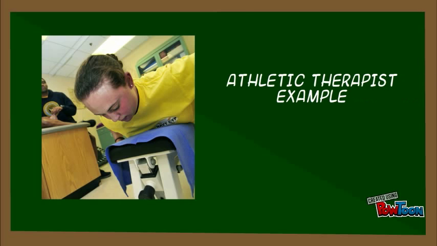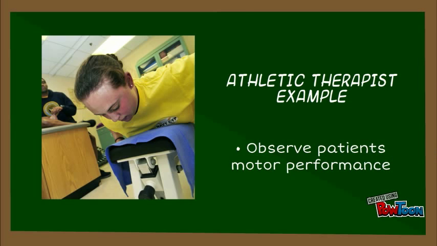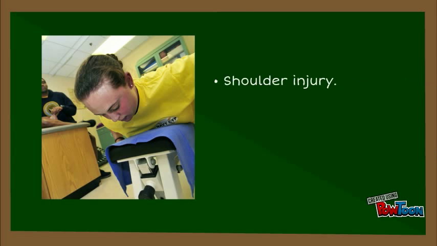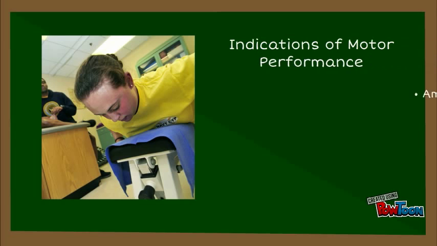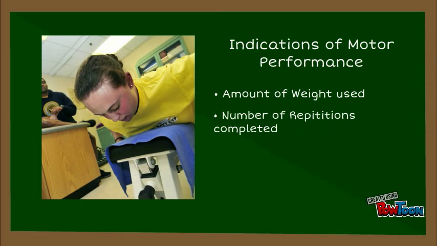For example, an athletic therapist might observe a patient's motor performance in executing an exercise designed to strengthen the muscles that support the shoulder. In observing this performance, the therapist might note the amount of weight used, the number of repetitions completed, and the quality of the movement. For example, whether or not the technique or the skill was correctly executed.